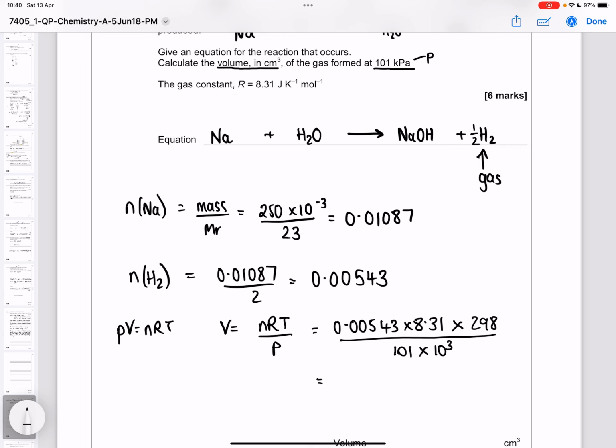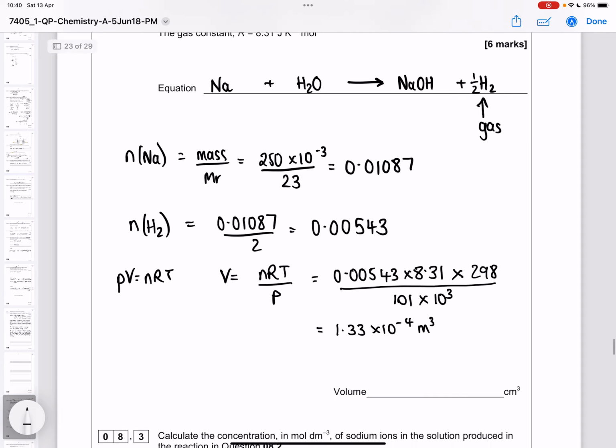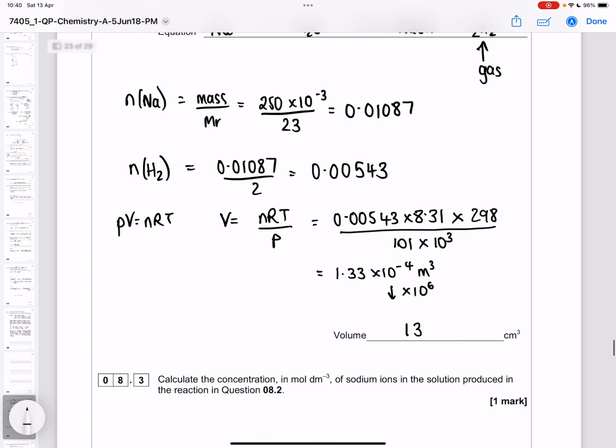This will give me an answer in meters cubed, so I'm going to take my calculator and type this in. And I'm getting 1.33 times 10 to the minus 4. But remember that this answer is going to be in meters cubed for a volume of a gas. And to convert to centimetres cubed, I need to times by 1,000,000, times by 1 times 10 to the 6. And if I do that, I'm going to get 133 centimetres cubed.